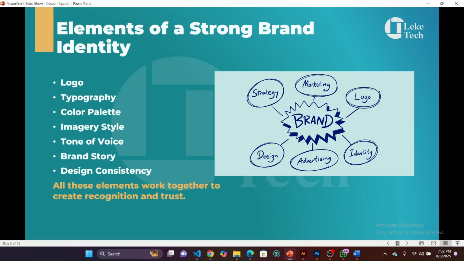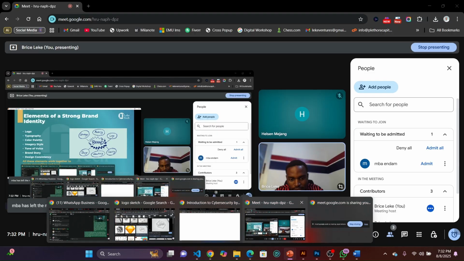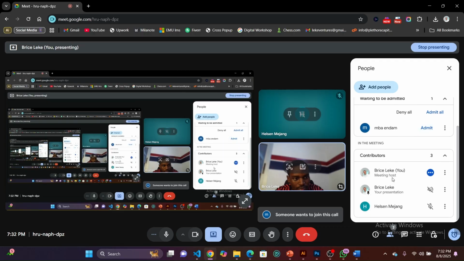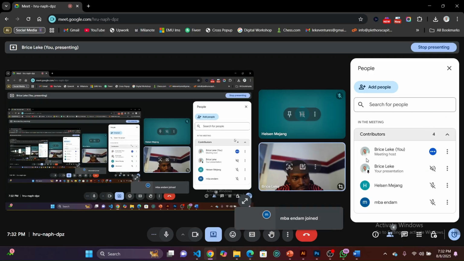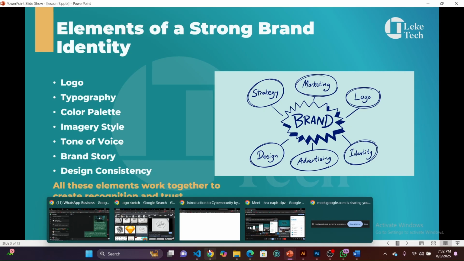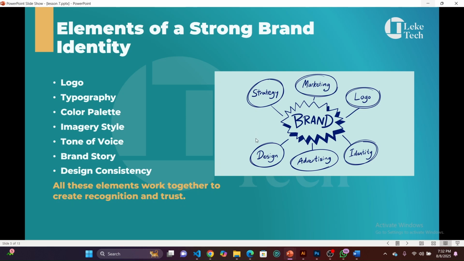The brand story as well. Yes. The brand story is about also what you represent, right? The brand story is what the brand represents. Who are they, right? What should you know about us? That's what the brand story represents.